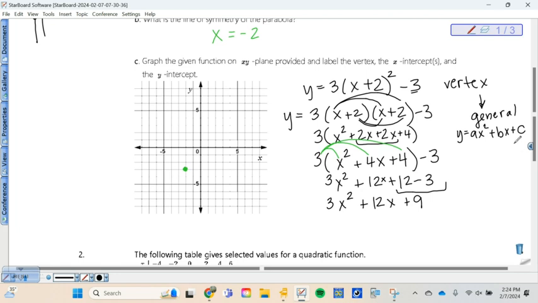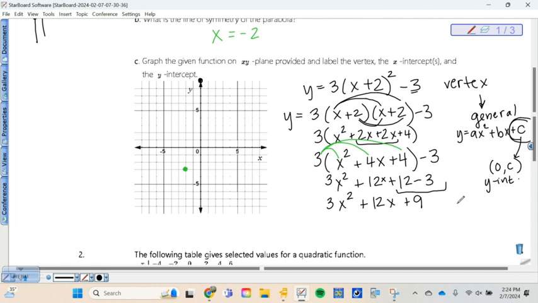Good. 0c. This c tells me my y-intercept. So what's c in this equation? 9. That's not quite right. Because that's way up here. Maybe that's right. That could be right. That can be right. Okay.